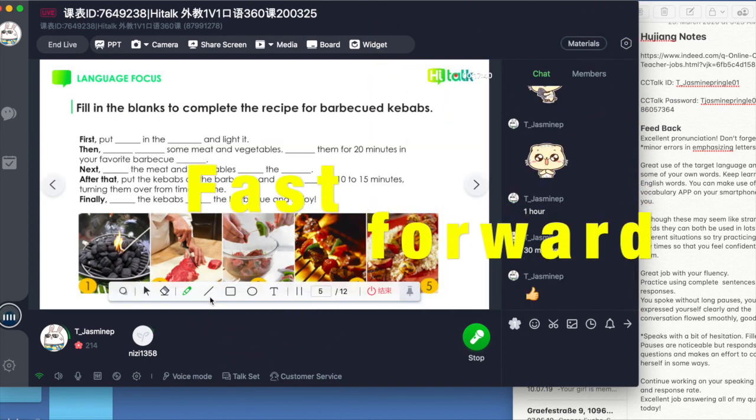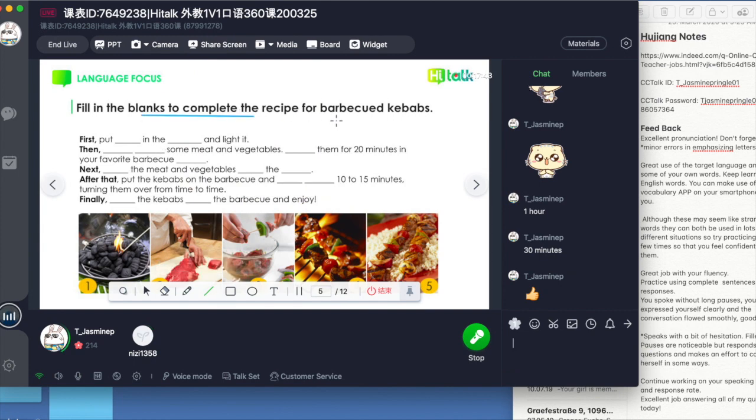So let's try to do this little step by step. You're going to fill in the blanks to complete the recipe for barbecued kebabs. So you're going to just read this and try to fill in the sentences the best you can, okay?